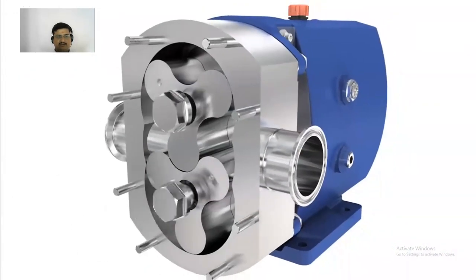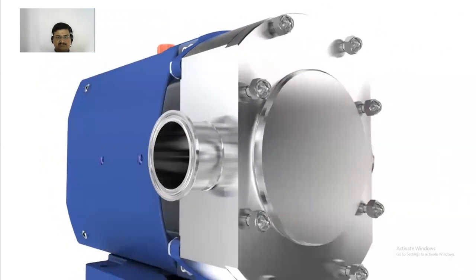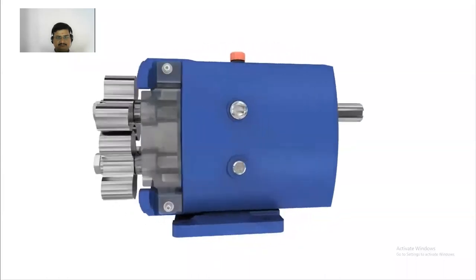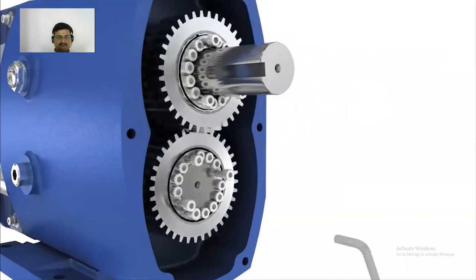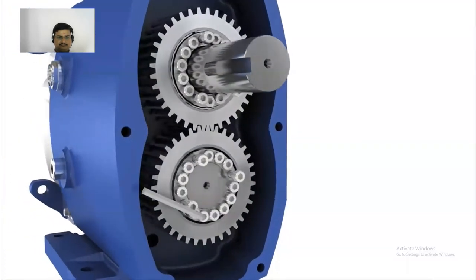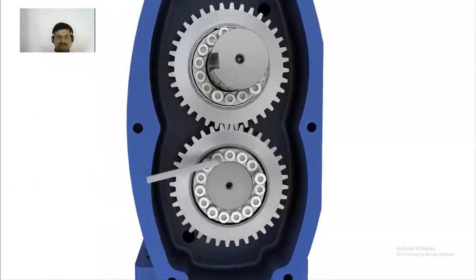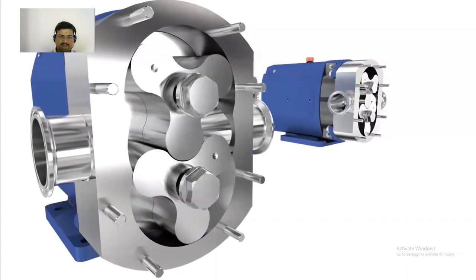And these are the tri-lobes which are fixed here. This is the casing, and casing is packed. The SRU features the taper lock timing system. This is the gearing mechanism. SRU features tri-lobe and bi-lobe rotors in 316L stainless steel.